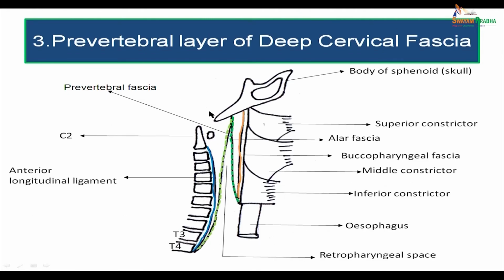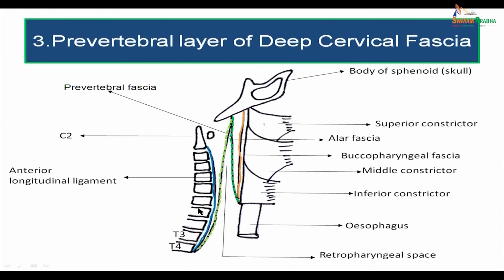So, if we look at this diagram now, this upper part, this is the body of the sphenoid bone in the skull. These are the muscles of pharynx called constrictors. This is superior constrictor, this is middle constrictor, this is inferior constrictor, and passing below them is the esophagus. So, this is the anterior aspect. Then we come to the posterior aspect.